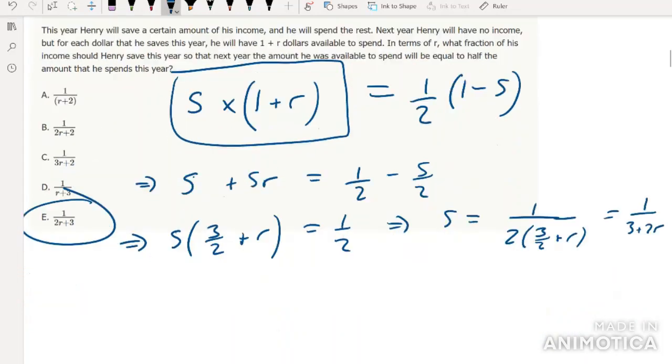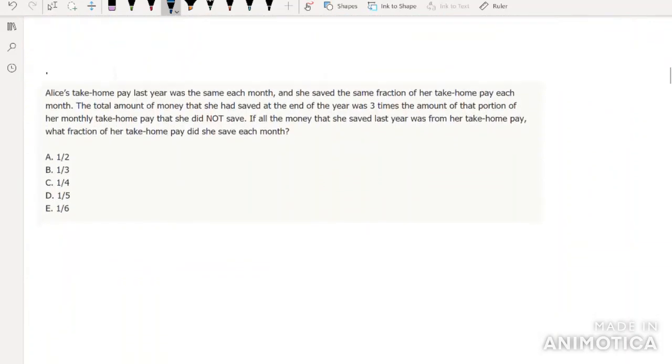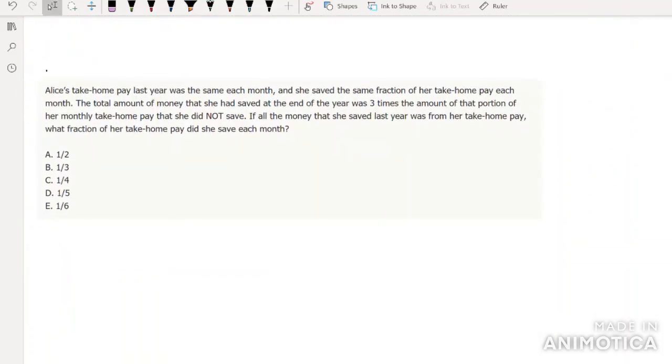E. There you go. All translation. Alice's take-home pay last year was the same each month. So we can just call that P. And she saved the same fraction of her take-home pay each month. Okay, so she saved X, which means she spent 1 minus X.